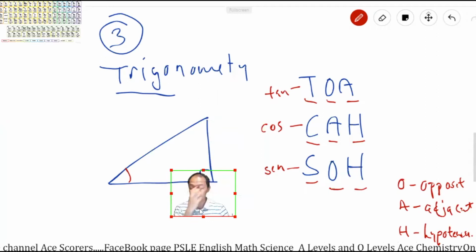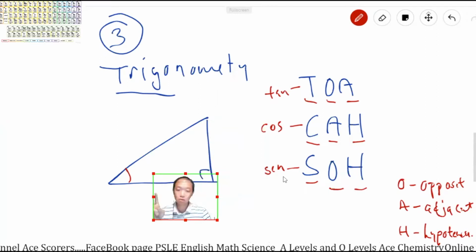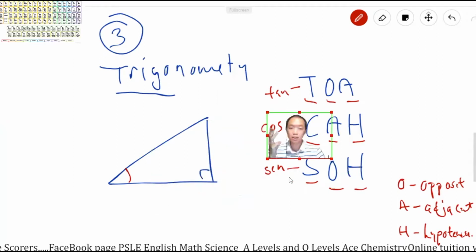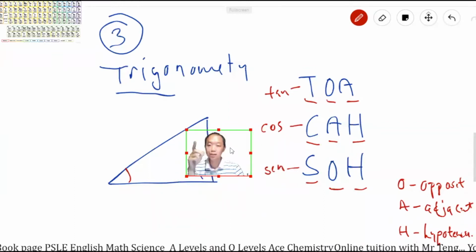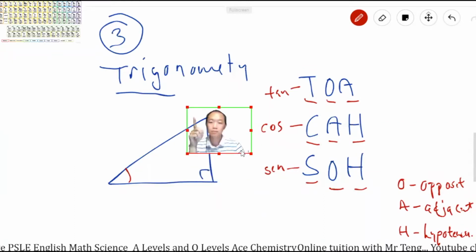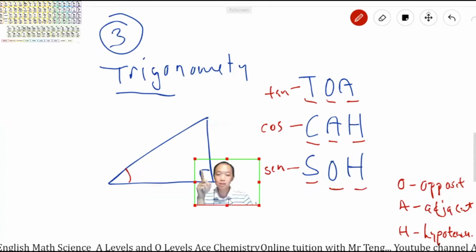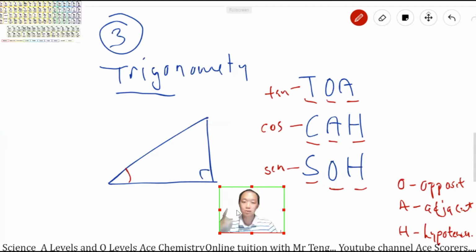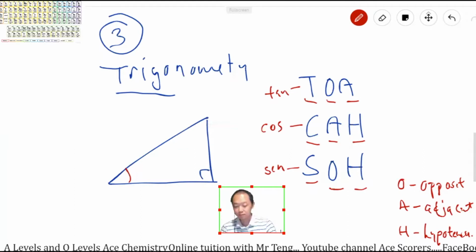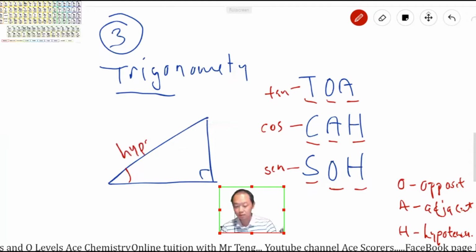All right, so before we go into the tangent, cosine, and sine, what I need you to know is the naming of the sides. The side opposite the 90 degrees is always called the hypotenuse. So this is the hypotenuse.